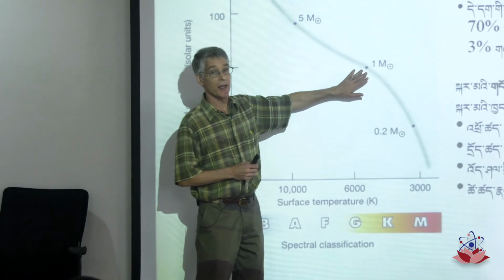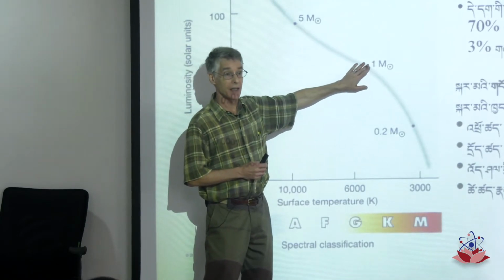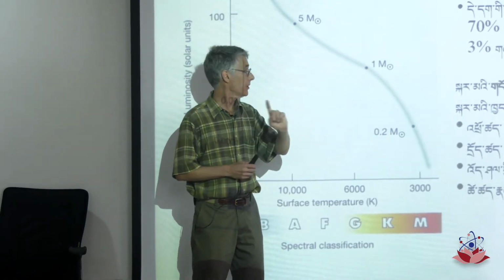So astronomers like to use the mass of the sun as one unit.